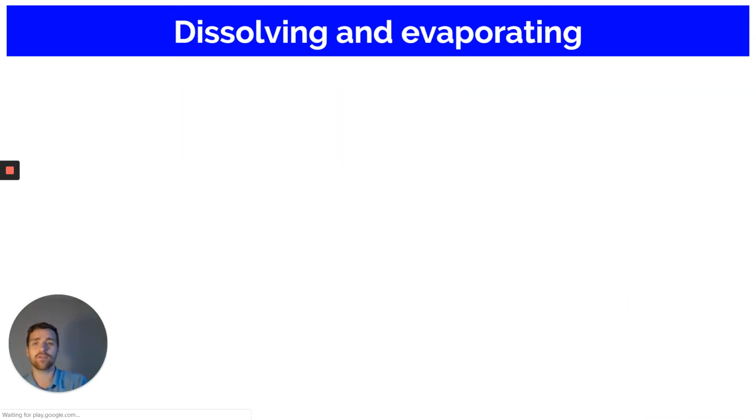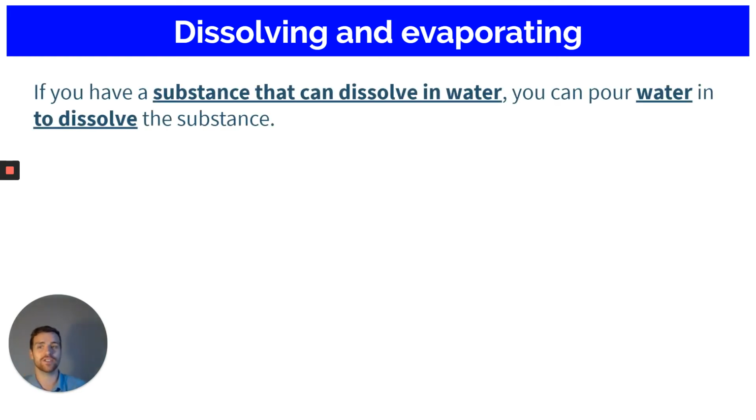That's process number 3. Process number 4 is dissolving and evaporating. This one is a little tricky, okay? This one's the one we use in solutions. So if you have a substance that can dissolve in water, you can pour water in to dissolve the substance. So let's say we have a mixture of, let's say, sand and salt.